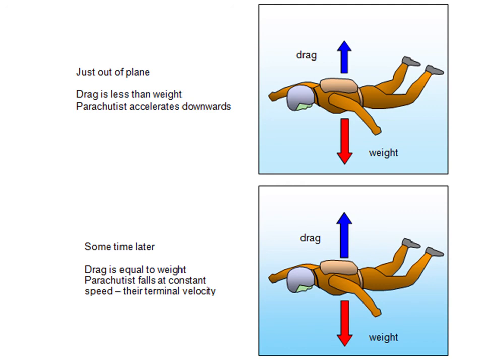Eventually, they become balanced. And at that point, he has reached terminal velocity and will stay at that speed all the way down until he either hits the ground or pulls the parachute, and things change at that point. But at that point, they're balanced and terminal velocity will happen. So you can see how all these things tie in together.